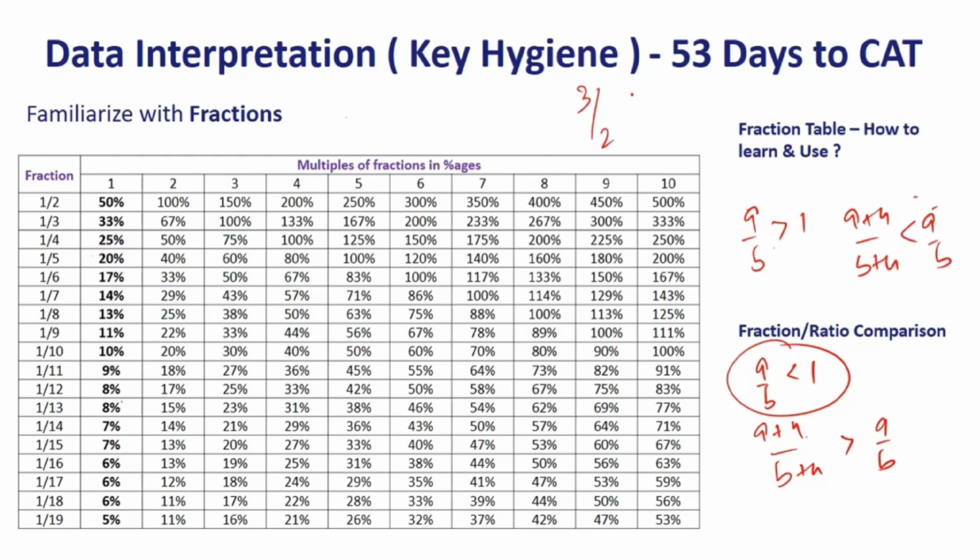Example, let's say 3 by 2, which is 1.5. I add, let's say, 1 to the numerator and 1 to the denominator, becomes 4 by 3, which is 1.33. So you see the value has reduced. So you can apply it in some of the ratio comparison questions that are part of data interpretation.